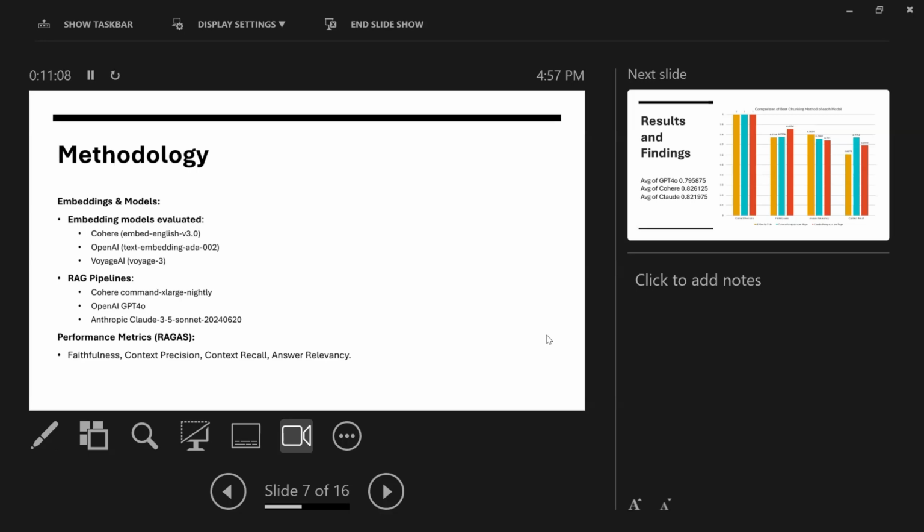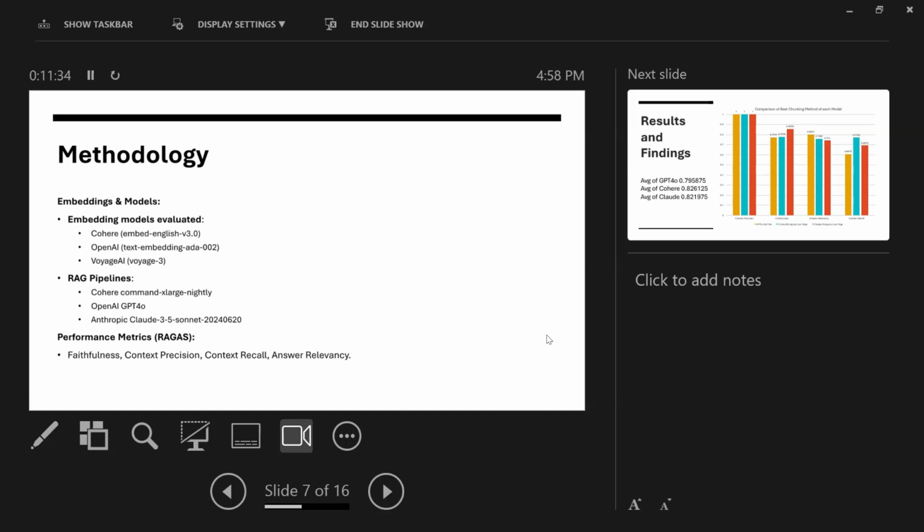And Voyage AI for Claude, which is Voyage 3, which was the latest and the best model they have at the moment. The RAG pipelines I use, the LLMs I use here, are Cohere Command X Large Nightly, OpenAI GPT4o, and Anthropic Claude 3.5 Sonnet. As you can see here, these were the best during the time that I was doing the research on this topic.